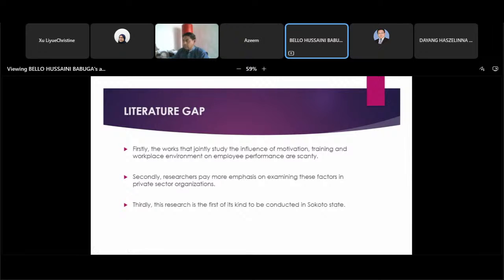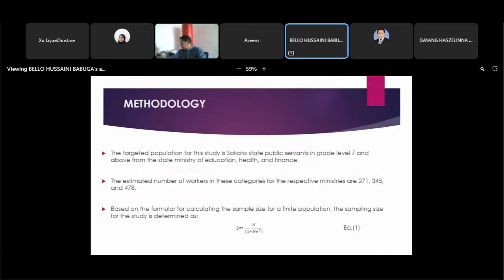Literature gap. Firstly, works that jointly study employee motivation, training, and workplace environment on employee performance are scanty. Secondly, researchers may pay more attention to examining these factors in private sector organizations. Thirdly, this research is the first of its kind to be conducted in Sokoto State.